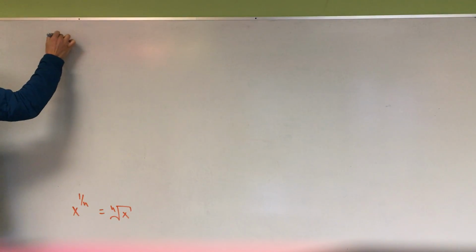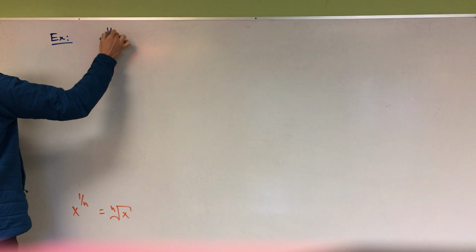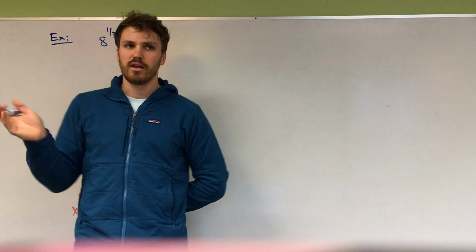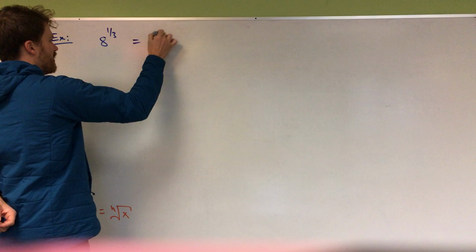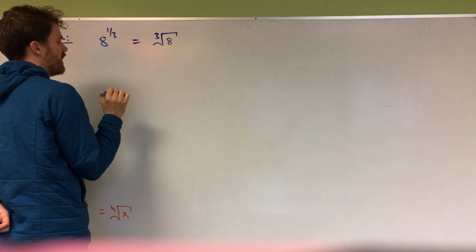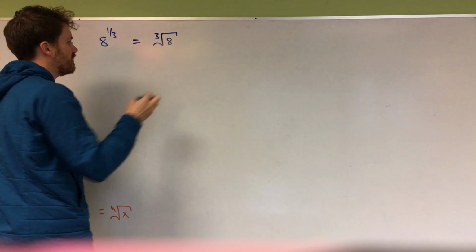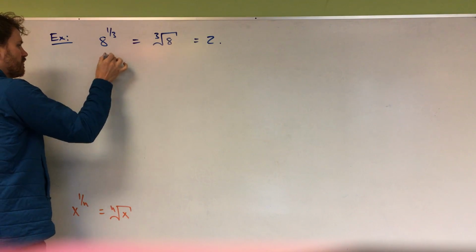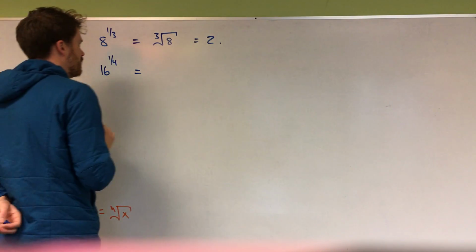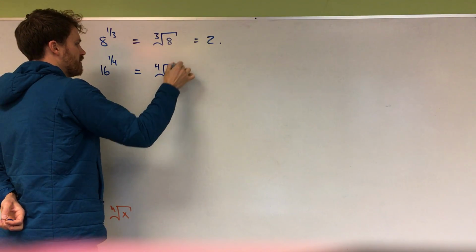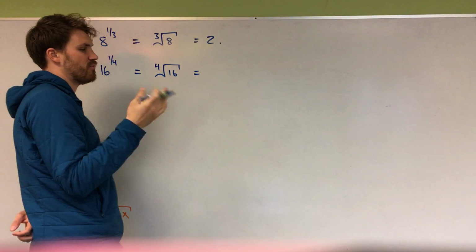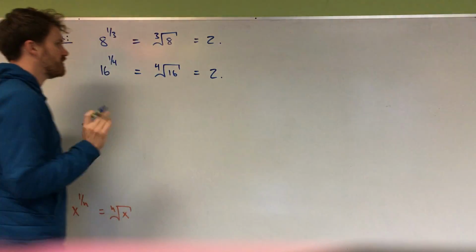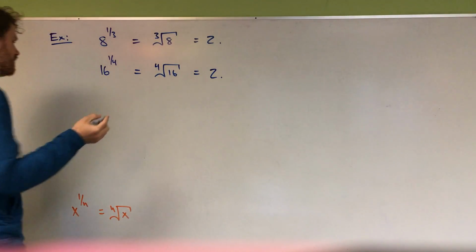So we could take, for example, simplify 8 to the 1/3. When I see 8 to the 1/3, I don't really think 8 to the 1/3. I think cubed root of 8. So I know that this is the same as the cubed root of 8. And then I ask myself what multiplies 3 times to get 8. That is 2. If I have 16 to the 1/4 power, that is just the 4th root of 16. And now I ask myself what multiplies 4 times to get 16? That is 2, because 2 times 2 times 2 times 2 is 16.